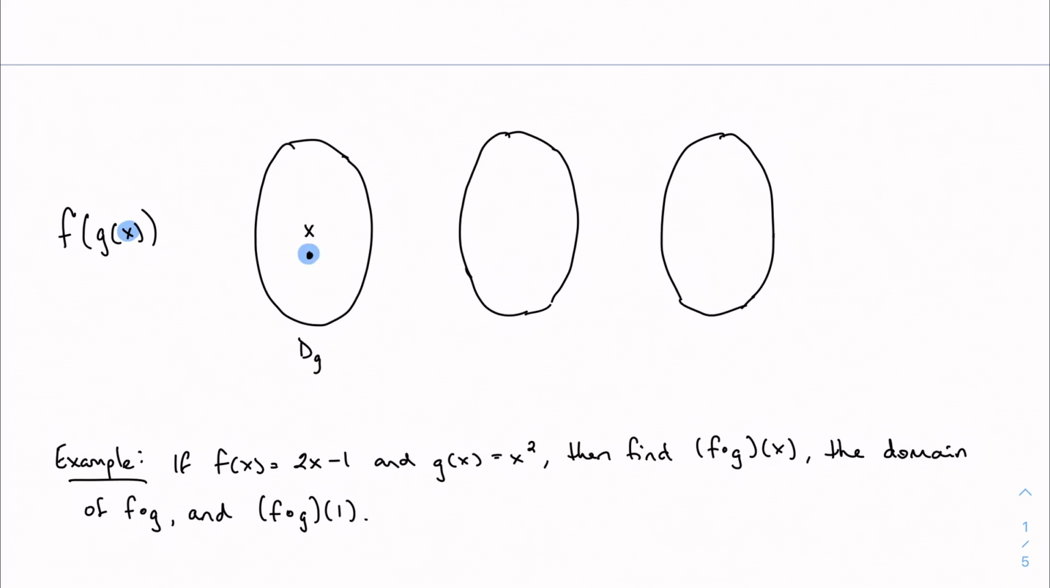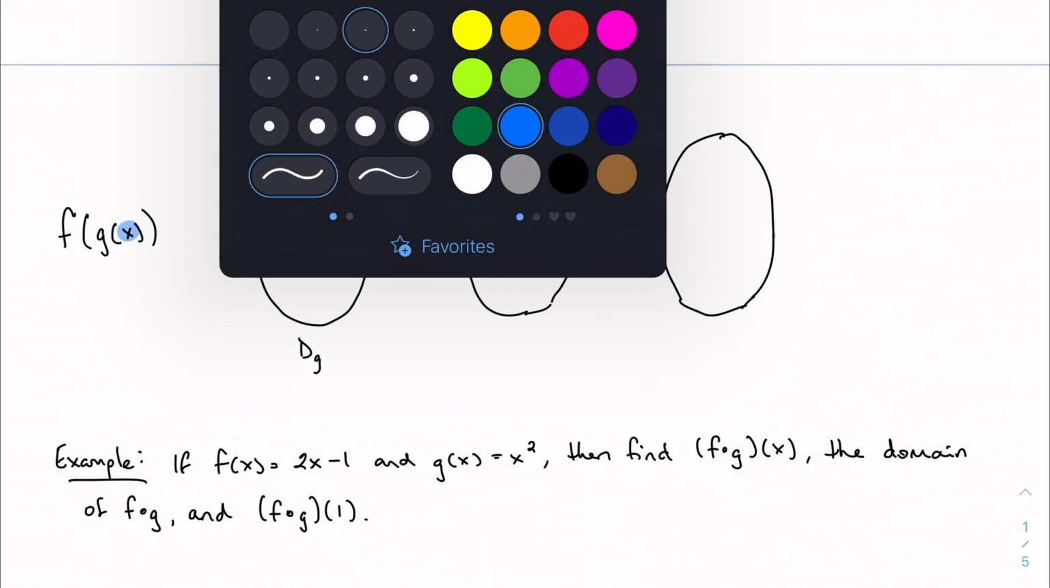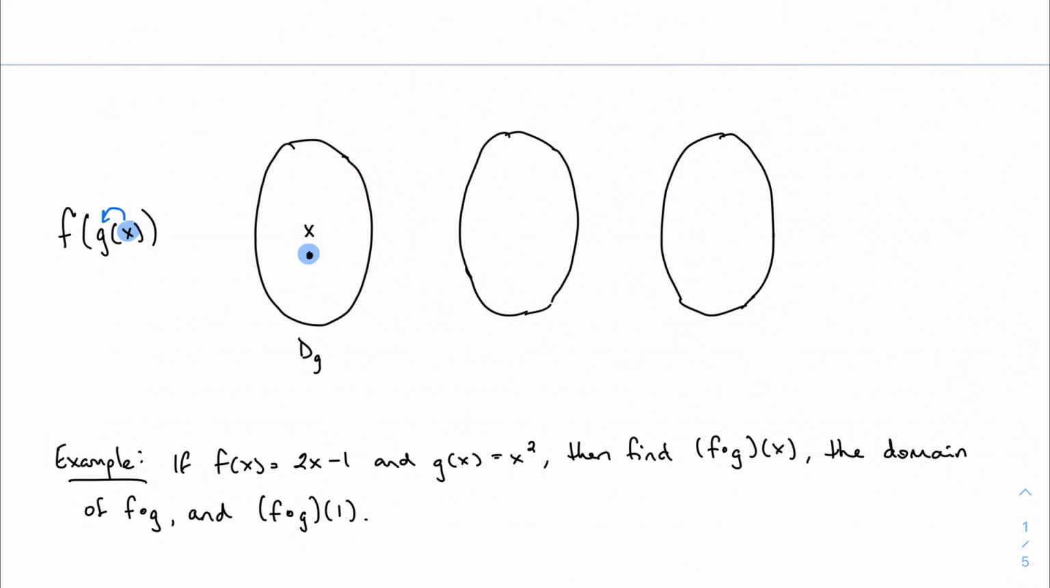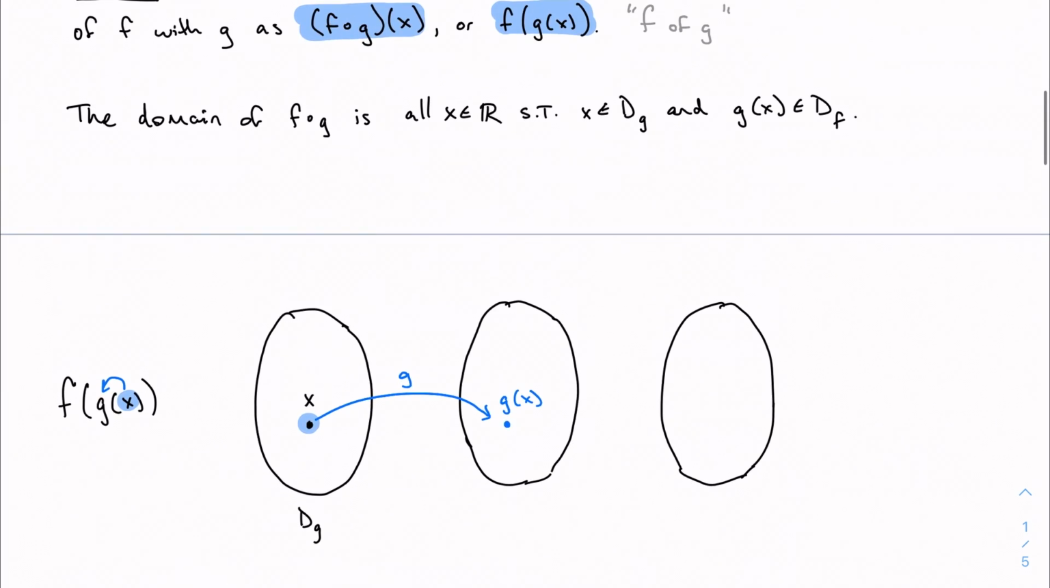Well, the first place that gets evaluated is into g, right? I'm putting x into g first. I'm kind of working my way out. So I'm going to apply some function g to x, and that's going to give me the point g of x. All right, x is in the domain of g. That's that first piece here.